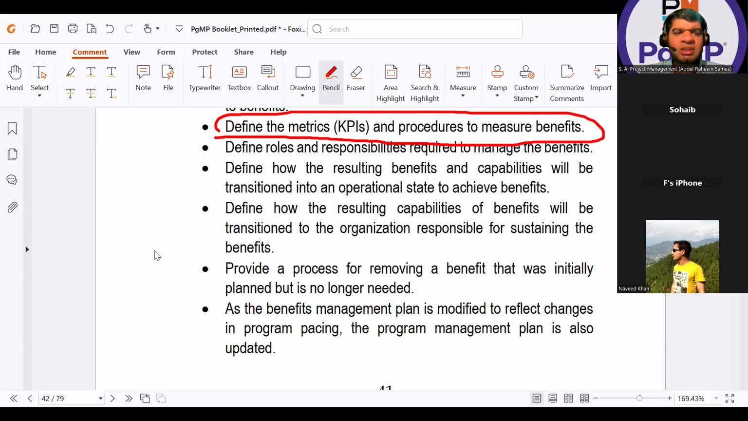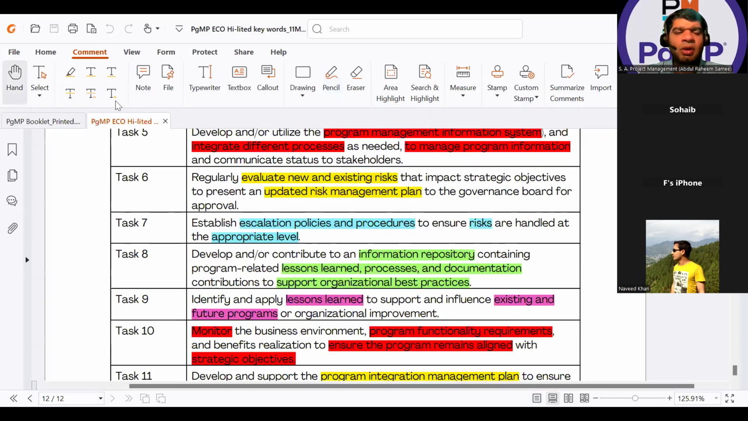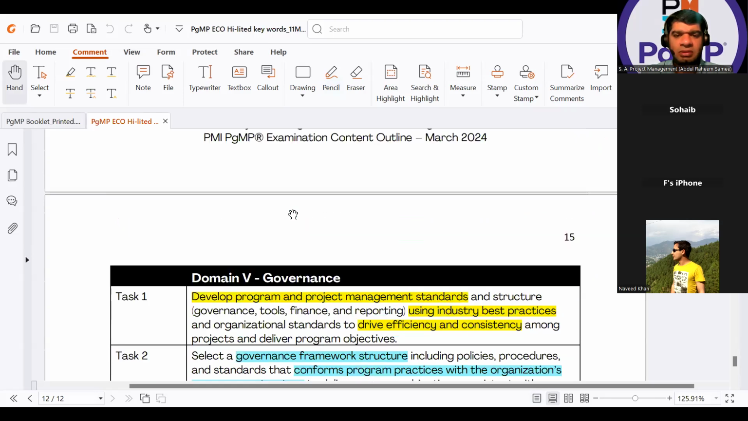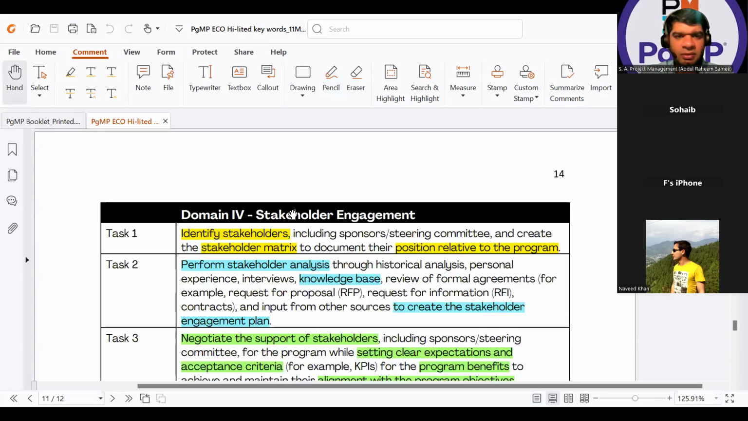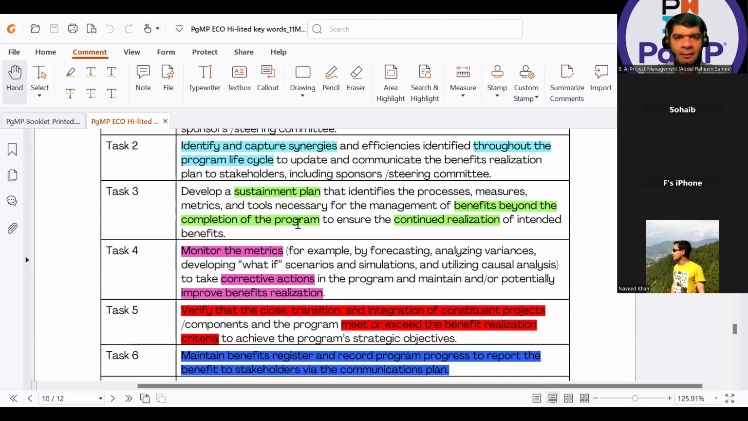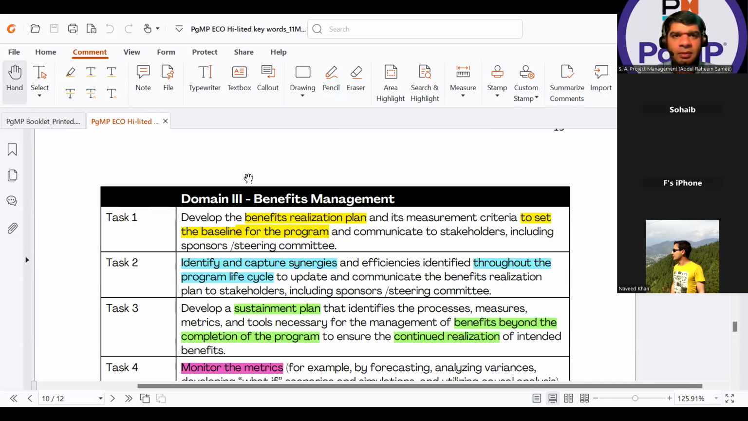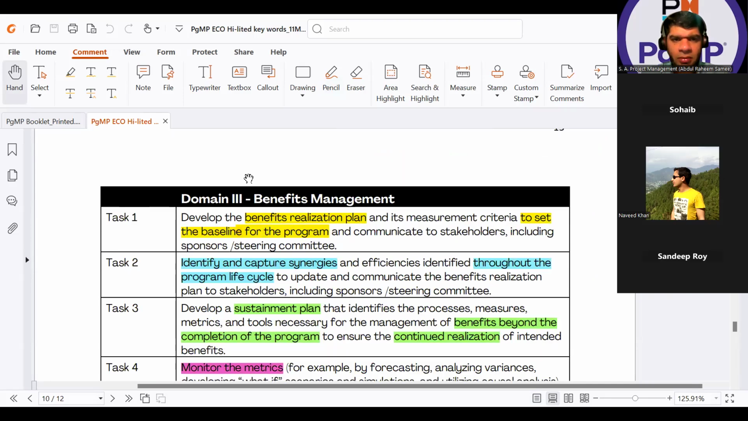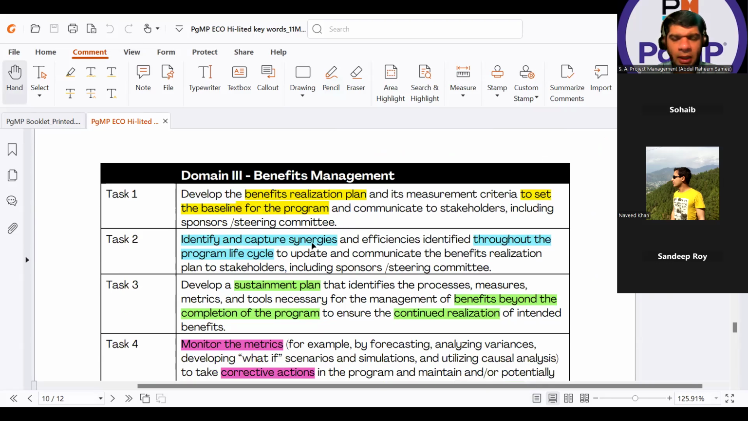Okay. So any question, Sandeep, especially from you, any question or any confusion between the benefits management plan and the benefit register? Please unmute yourself. No, sir. Some of the terms are very overlapping, like the KPI, and another is mapping of planned benefits to the program components, which is part of the benefit register.